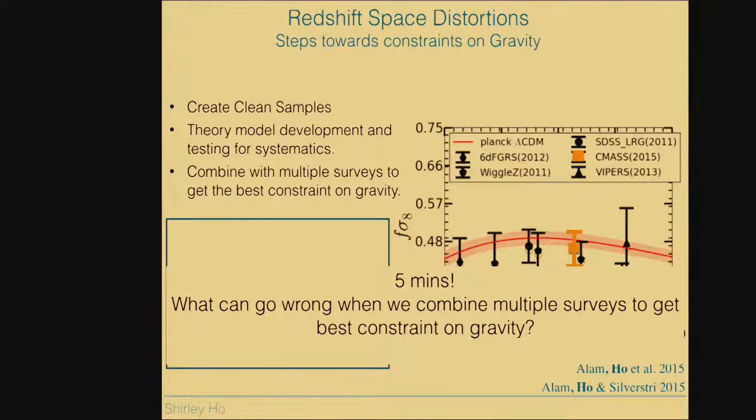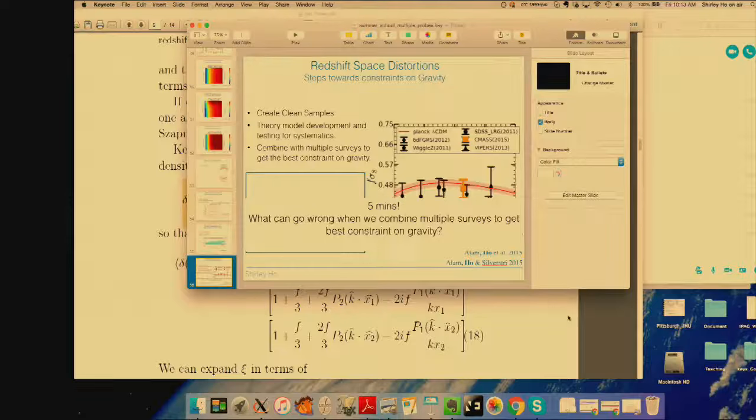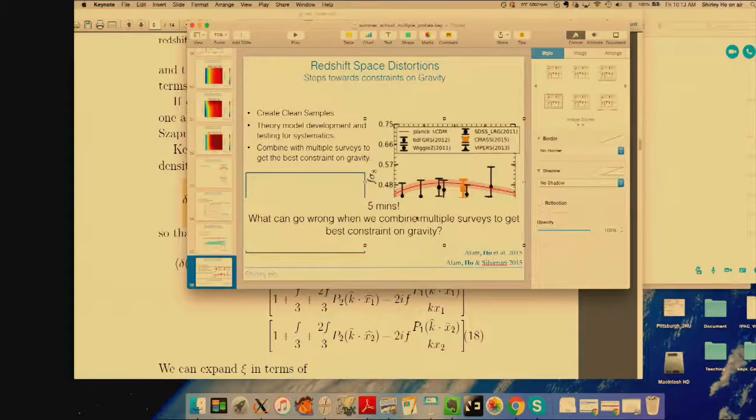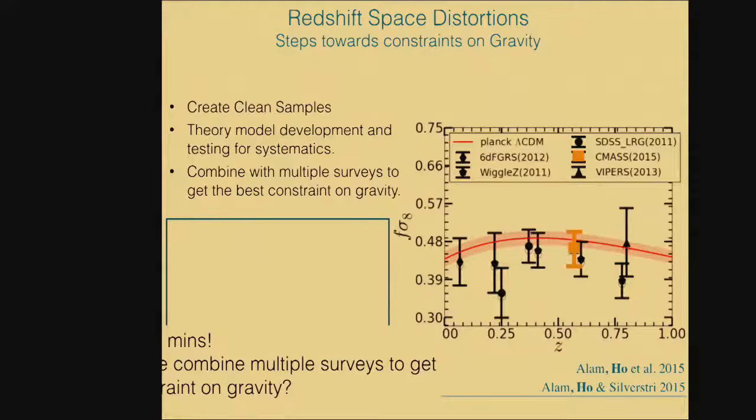I'll give you 2 minutes. So think about this. Right now, you have a bunch of measurements from all the different surveys, and you want to combine them to get the best constraint on gravity, because you know that f as a function of redshift and scale tells you whether it is GR or maybe chameleon gravity, something not GR. What can go wrong when you combine them?